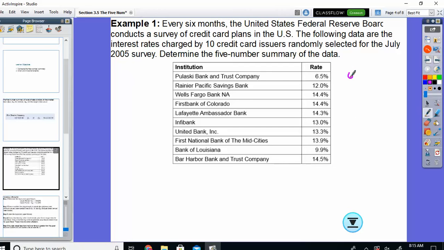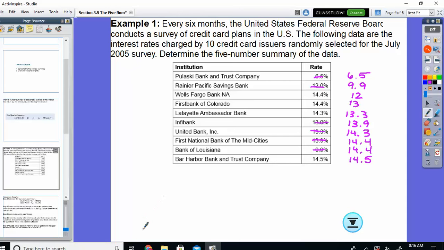So my lowest value is 6.5. Looks like my next one is a 9.9. So if you're doing this example in your notes, I would just make this list of numbers. Let's look. Next we have 12, 13, 13.3, 13.9, 14.3, 2 14.4s, and 14.5.